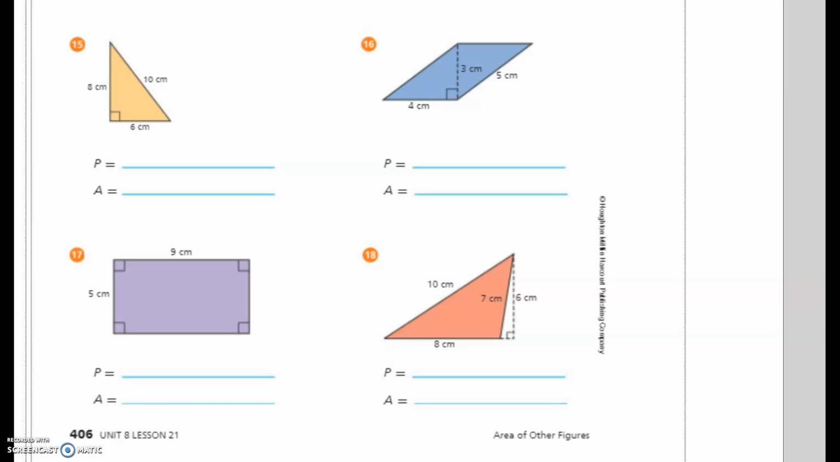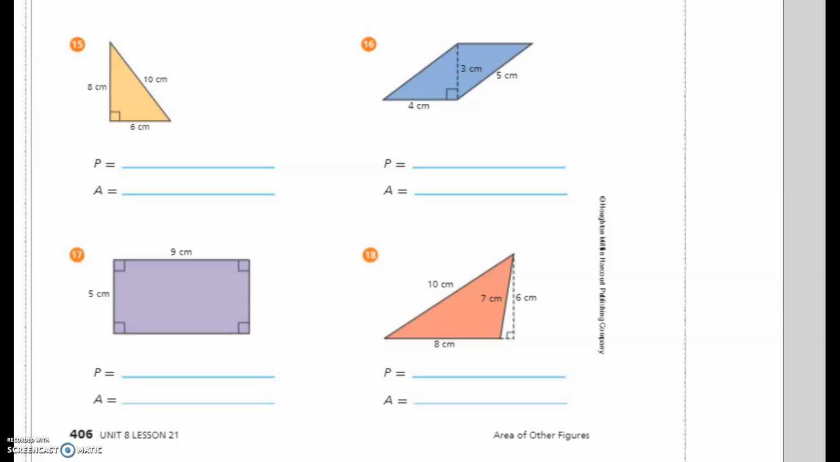Welcome to day 2 of lesson 8.21, figuring out the area of polygons or other figures. I'm on page 406. Since you have your math textbook home with you, I would like for you to turn to that page and do the problems along with me. You might also want to get your calculator, although I don't think the computations are going to be that bad today.